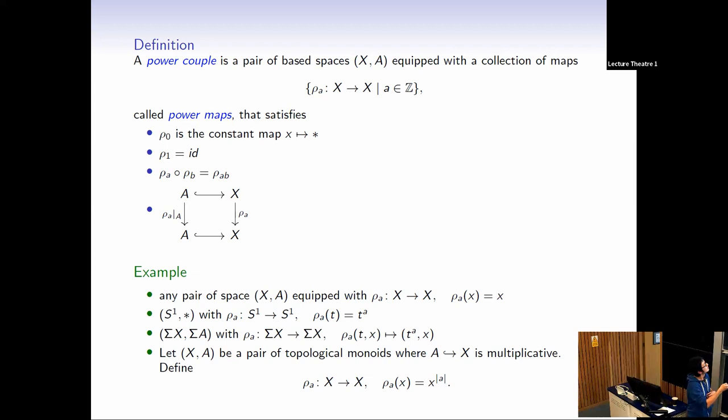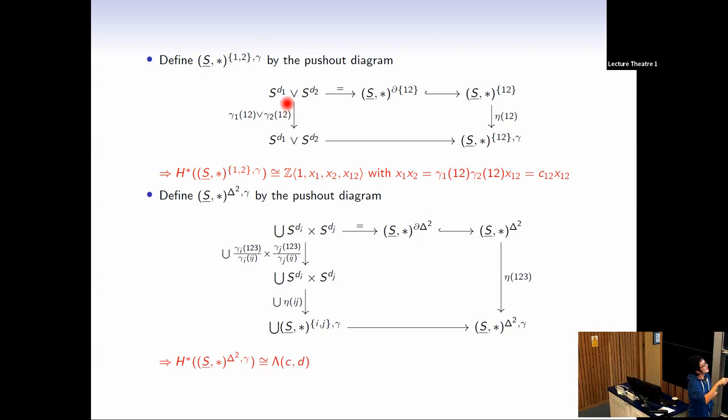Yeah. Sorry. Spoiler. And so here, first we have SD1 wedge SD2. You can realize this subcomplex as (S, point) of the boundary of the edge 1,2, and then you include it into (S, point) upper 1,2. So this is just SD1 times SD2.